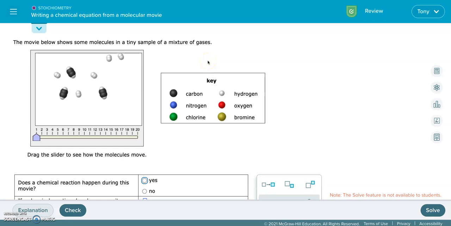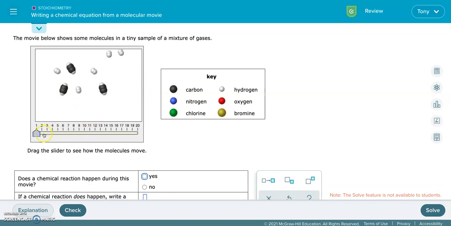So this is another ALEKS topic that's called writing a chemical equation from a molecular movie. And this is a really neat little topic. We've got this movie, the slider that we can move along, and we can see what happens as these molecules collide. And I can see that there's a chemical reaction going on right here, right away.